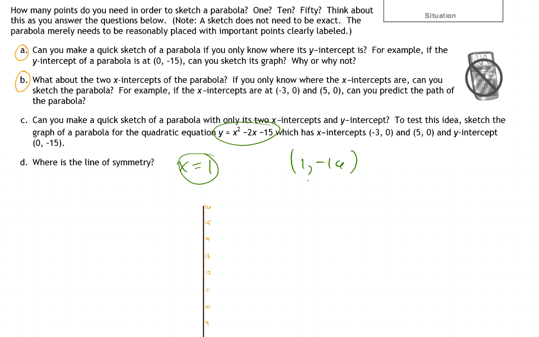So with the information I'm given, I could figure out the axis of symmetry. It's going to be the point exactly in between my intercepts. And I was also able to find out the y value at that axis of symmetry.